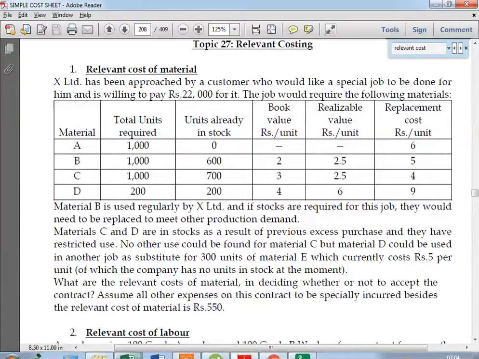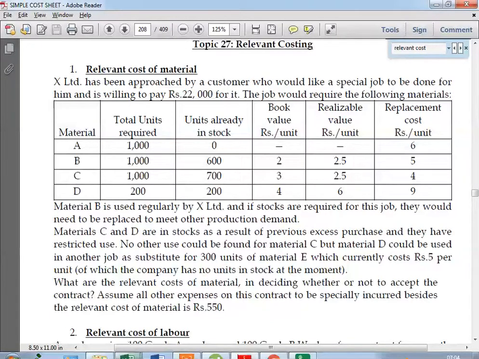Next, for the in-stock portion, sorry, material C. Material C is a slow-moving item and can be sold at 2.5 per unit, in bracket opportunity cost. Technically it's an opportunity cost. We call it as realizable value, but technical name is opportunity cost. Can be sold at 2.5 per unit.